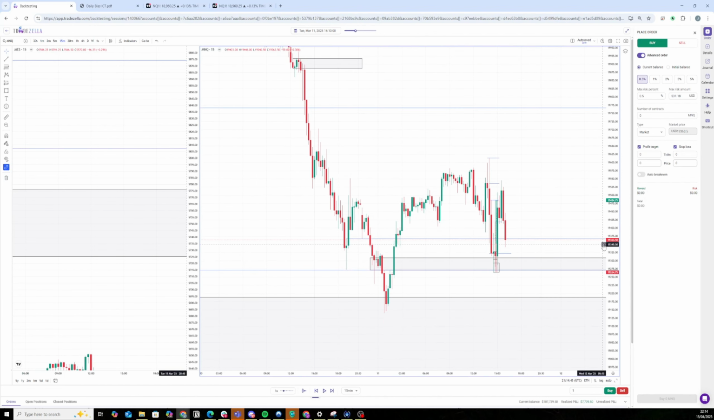Is this strategy applicable to swing trading? Yes, it is. As I said, price is fractal. What works on the lower time frame will work on the higher time frame. What works on the higher time frame will work on the lower time frame.